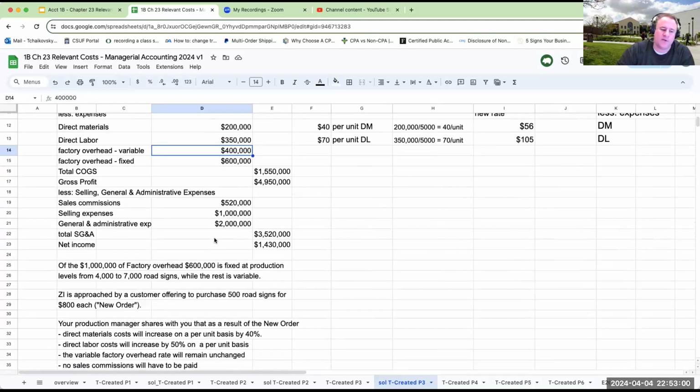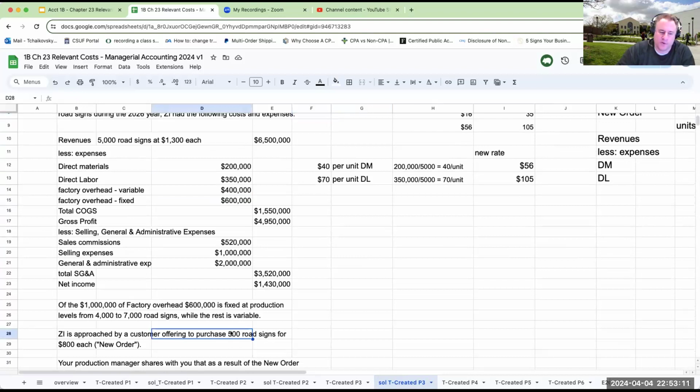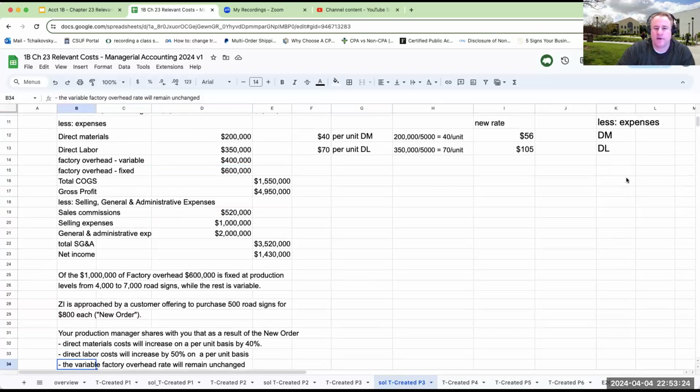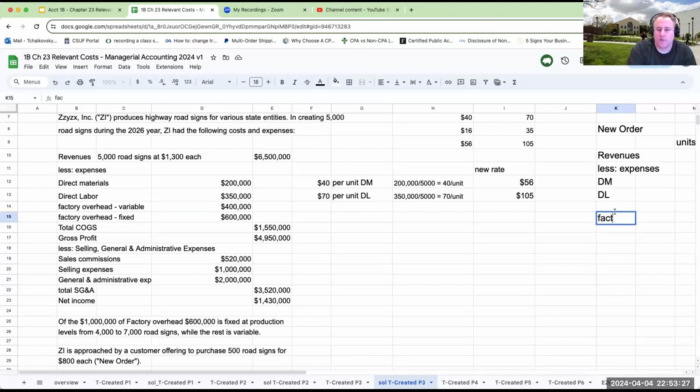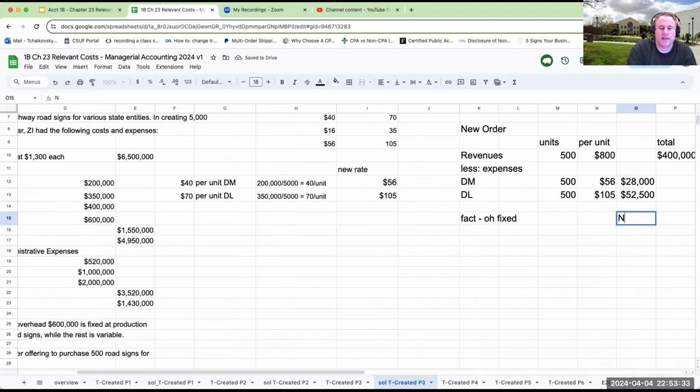Now, why did I do it this way? It's because I'm right now producing 5,000 signs. If I produce another 500, I'm going to be at 5,500 road signs. Therefore, my fixed overhead will not change. So don't worry about the fixed overhead. So the factory overhead fixed for this particular question is going to be not applicable because we are within the production range.